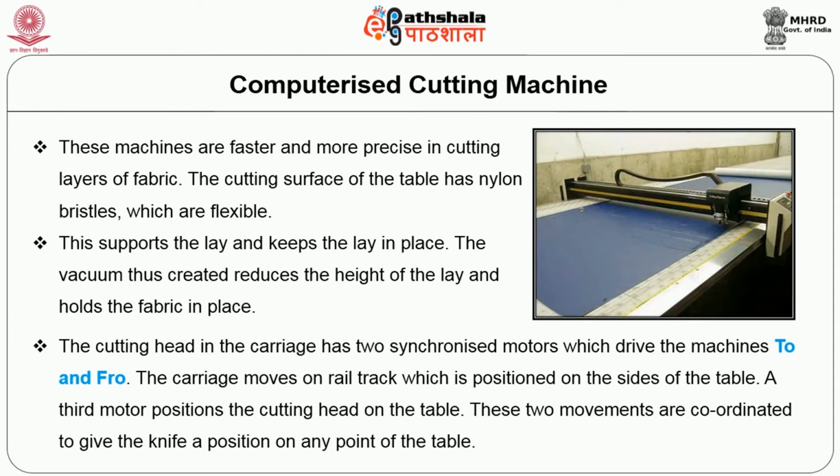The cutting head in the carriage has two synchronized motors which drive the machine to and fro. The carriage moves on a rail track which is positioned on the sides of the table. A third motor positions the cutting head on the table. These two movements are coordinated to give the knife a position on any point of the table.